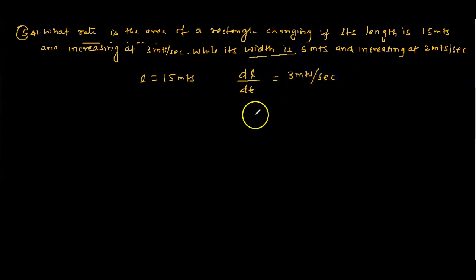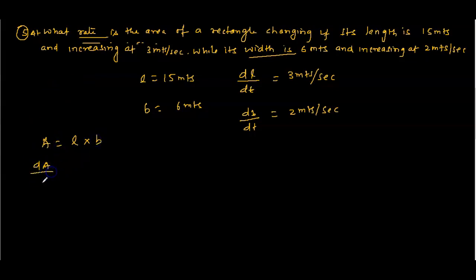While the width, let's consider b is the width here, is 6 meters, increasing with this one, db by dt we can write here, that it's changing at 2 meters per second. So we need to find how the area of the rectangle will change here. We know that the area of a rectangle A is equal to L into B.